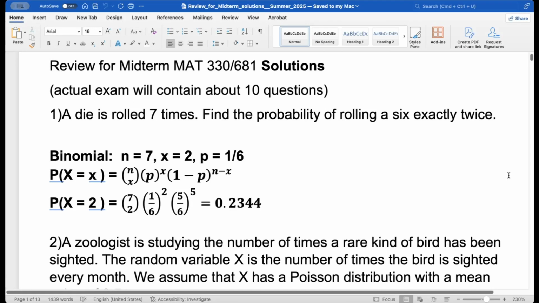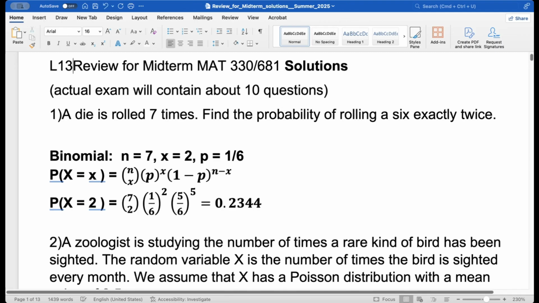Hello, this will be a video of the midterm review sheet going through these solutions here. Technically, this is lesson 13. The actual exam will contain approximately 10 questions, give or take. All right, first question up.